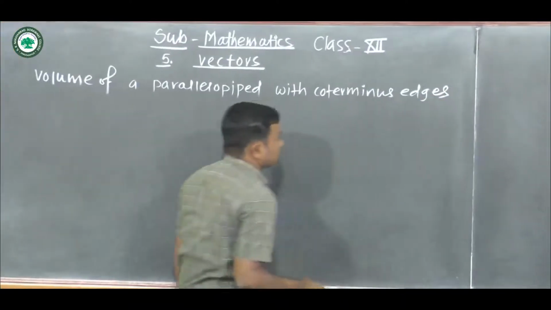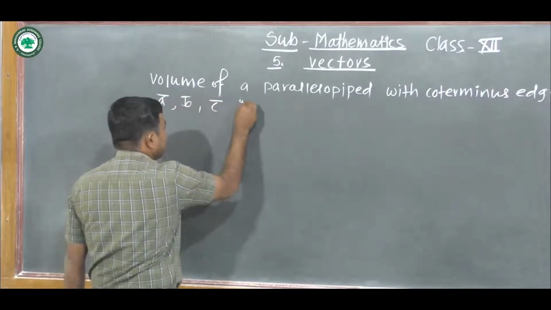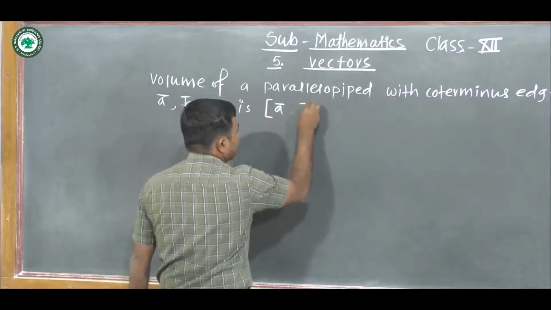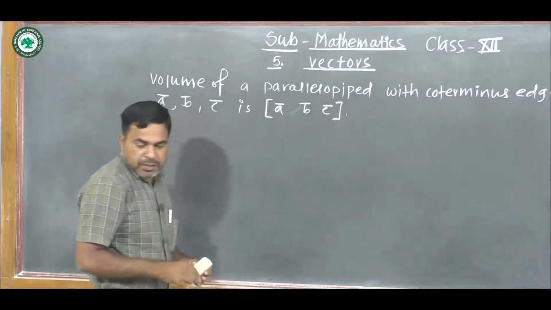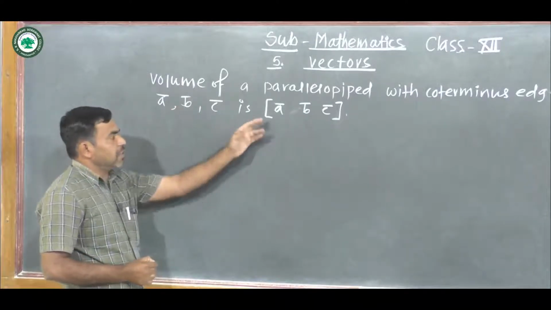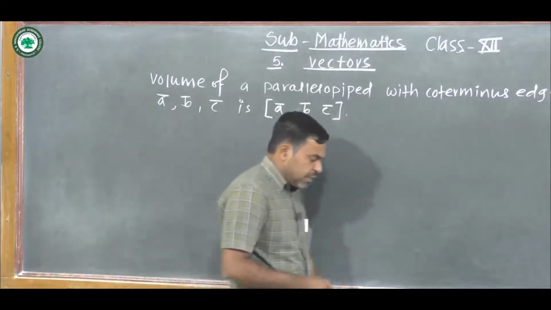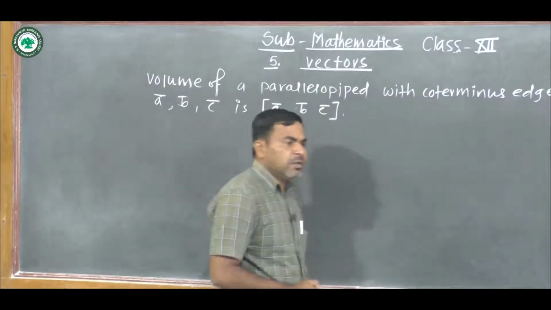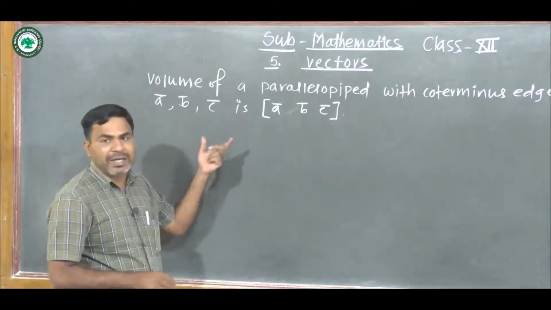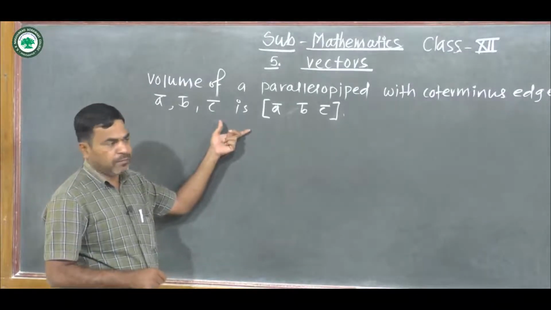Volume of a parallelepiped with coterminous edges A bar, B bar, C bar is the scalar triple product of A bar, B bar, C bar. Now in the textbook, the proof of this theorem is given, but for this academic year, due to this COVID pandemic, the proof of this theorem is deleted. We only have to take the statement of the theorem as a formula.